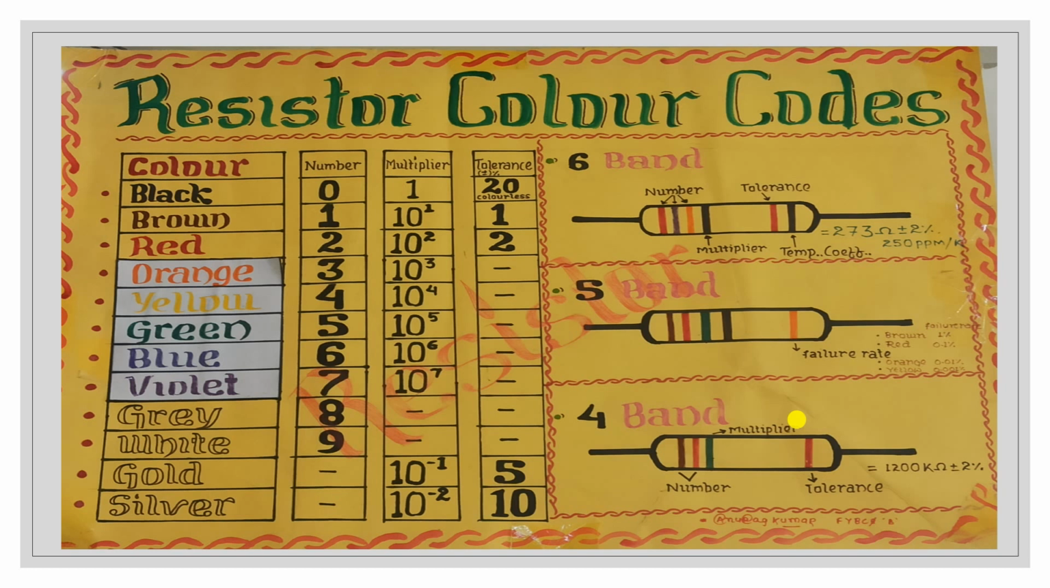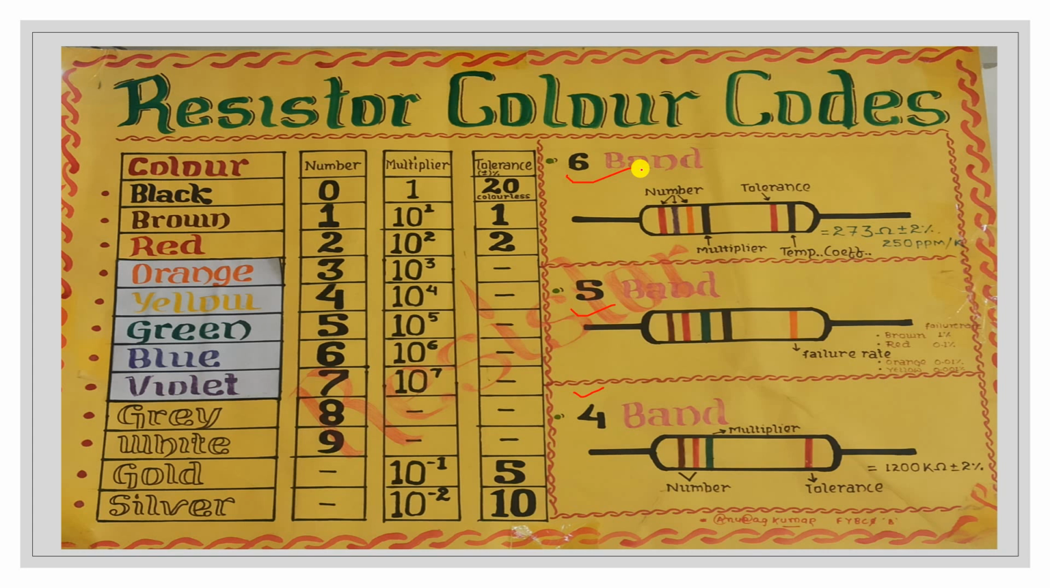Now this is the color code system of the resistor. In the color code system of a resistor, there are three types: the four color band system, the five color band system, and the six color band system. A resistor is a very small component. We cannot print the value of the resistance, so the color code system is used to identify the resistance value.